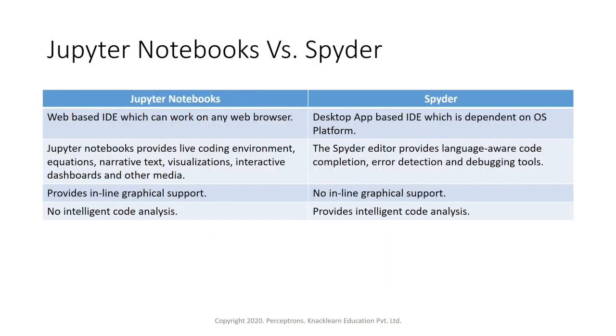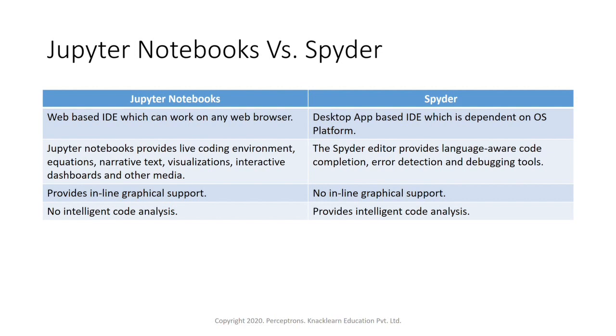To look into the difference between Jupyter Notebook and Spyder: Jupyter Notebook is a web-based IDE, so it works in a web browser. Jupyter Notebook can work on any web browser. It can work on Chrome, Firefox, Safari, Microsoft Edge. Any kind of web browser you take, it can work on it.